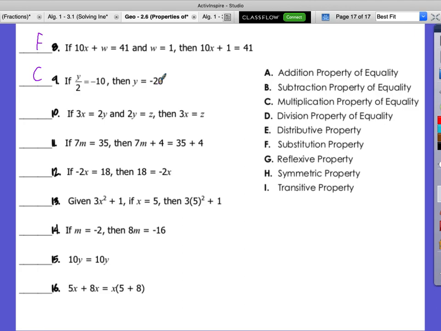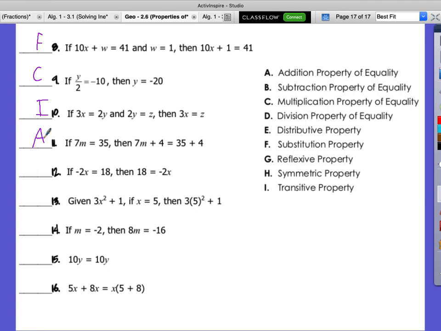Okay, number 10. I. Okay, I agree with that. That would be our transitive again. 3x equals 2i, 2i equals e. So the first equals the third there. Okay, and number 11. It would be A. Very good. That would be our addition property. We add 4 to both sides of the equation.